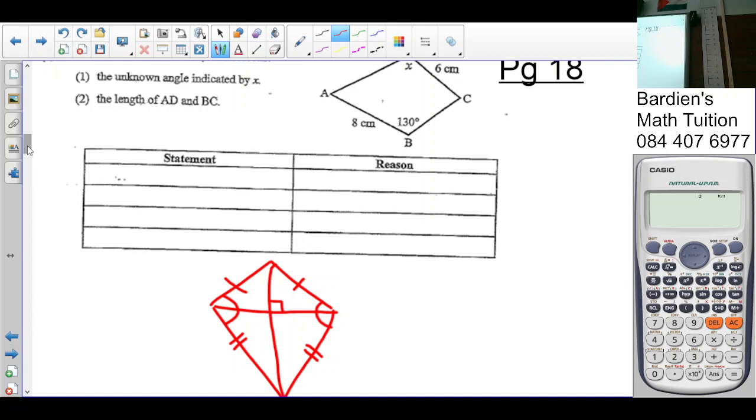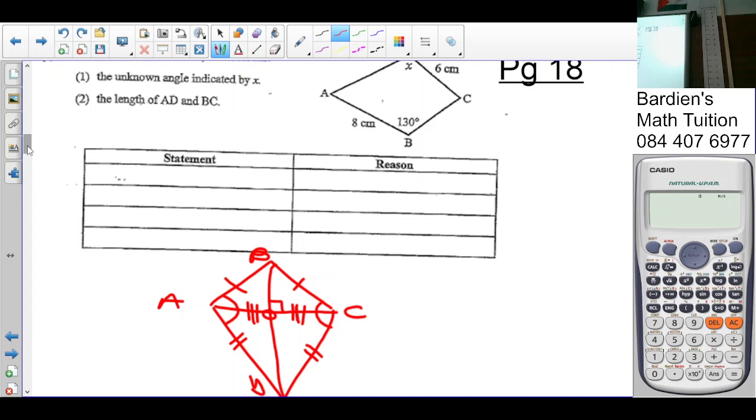Sorry? A kite is a quadrilateral with 2 pairs of adjacent sides equal. I think you're looking for the wrong document. Yes, AC bisects the angle. If here's A, B, C, D, and the intersection is O, then OA is equal to OC. Why? Because one diagonal bisects the other in a kite.